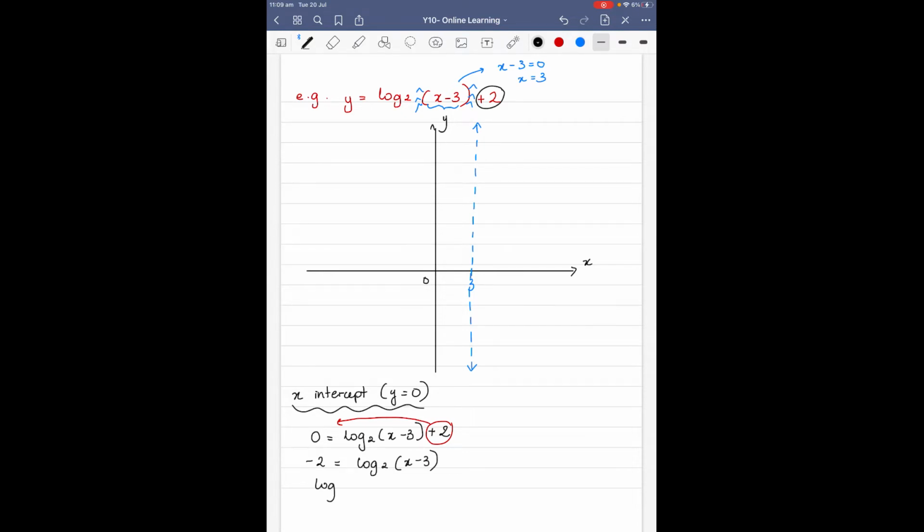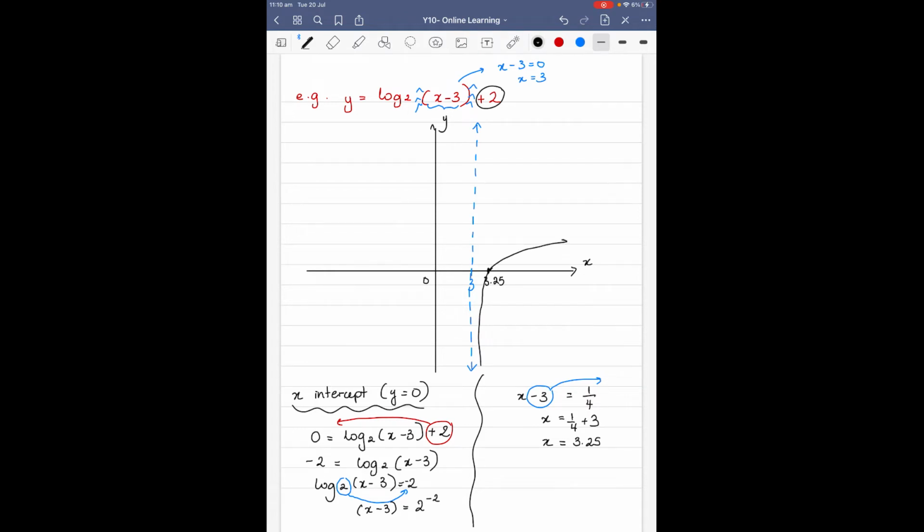Remember, if this format is too confusing for you, you can swap it around. Log base 2 of (x minus 3) equals minus 2. You want to get rid of the log, so we're going to bump up the number 2. The log disappears. You have left x minus 3 equals 2 to the power of minus 2. You can put that into your calculator, 2 to the power of minus 2, which is 1 over 4. We have x minus 3 equals 1 over 4. Solve for x, bring that across. Your x is 1 over 4 plus 3, which is 3.25. So we know your x-intercept is going to be 3.25.